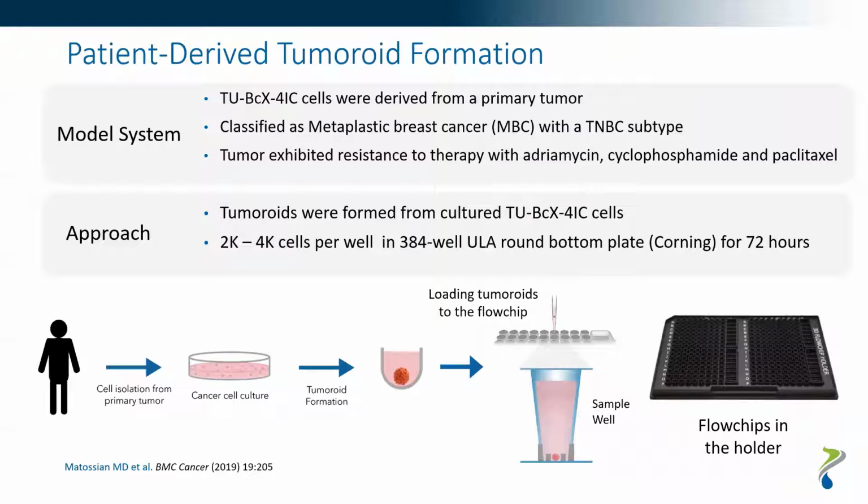In this study, we used primary cells called TUBCX4IC, derived from a triple-negative breast cancer patient, that were created in Dr. Burrow's lab at Tulane University. The primary tumor is characterized as metaplastic subtype, aggressive, and resistant to Taxol therapy. Isolated primary cells were used to create tumoroids by culturing these cells in ultra-low attachment well plates for up to 72 hours. Created tumoroids were then transferred to the Flowchip for further automated drug treatment and assay execution, downstream measurement, and imaging.